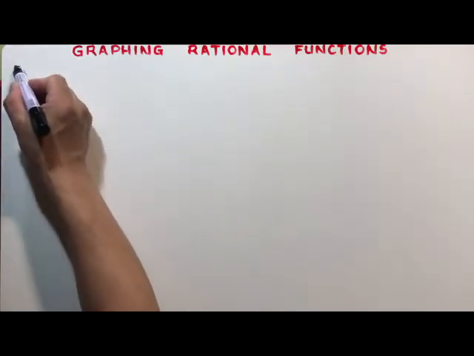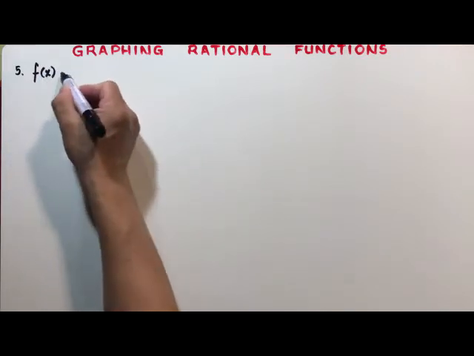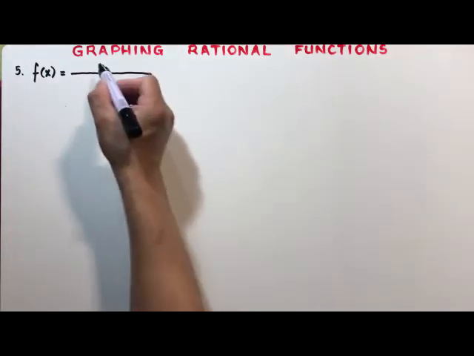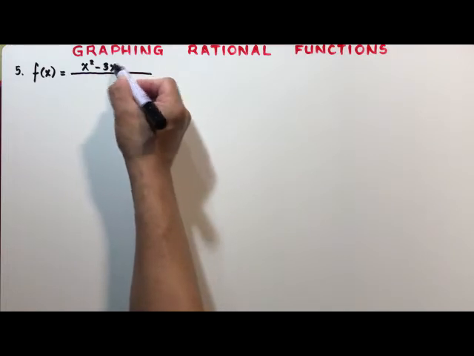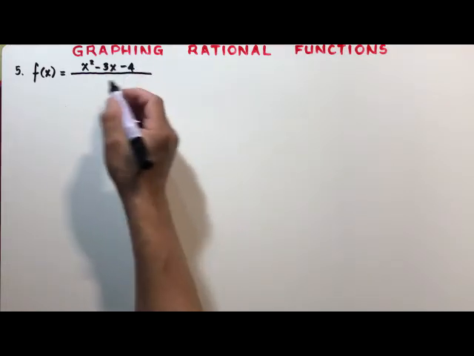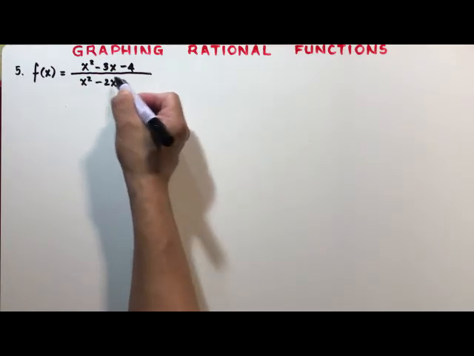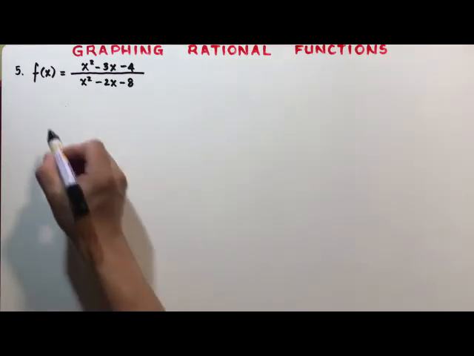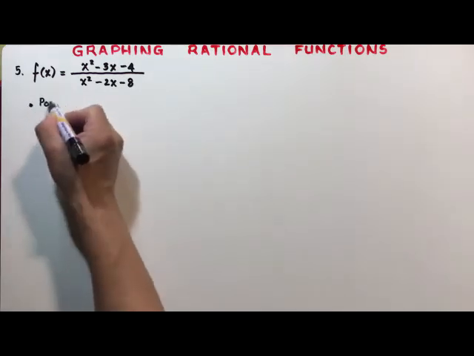So let's proceed to example number 5. What is the graph of the rational function f of x, which is equal to x squared minus 3x minus 4 divided by x squared minus 2x minus 8 here? So first, let's find out any points of discontinuity of this function.